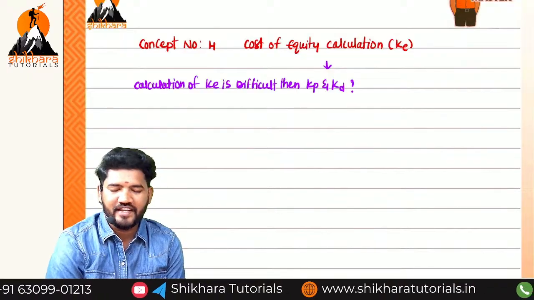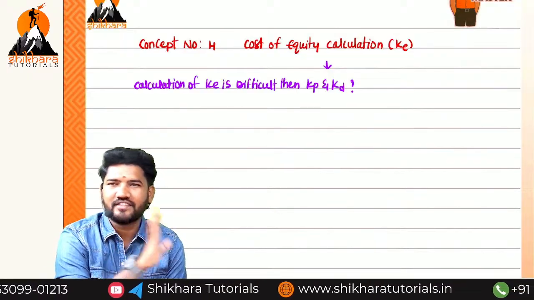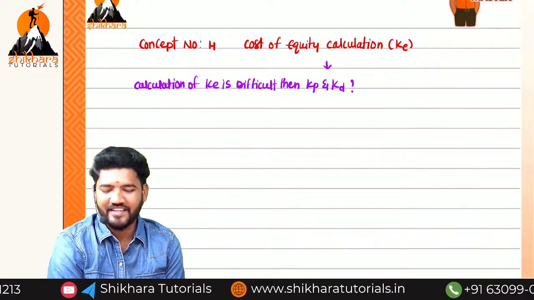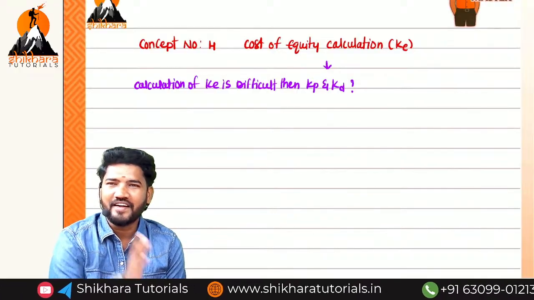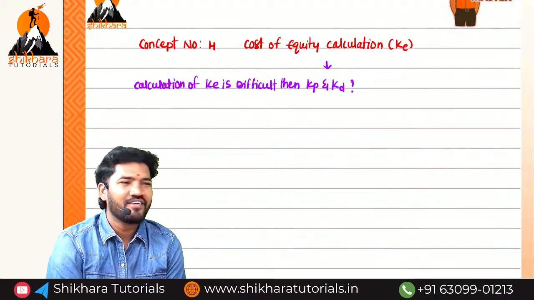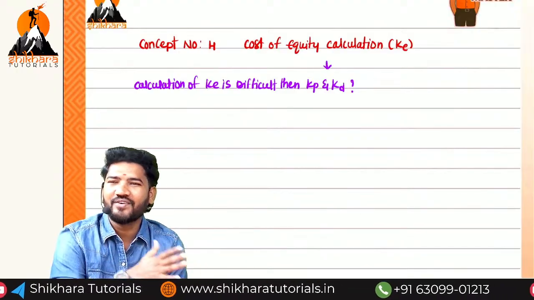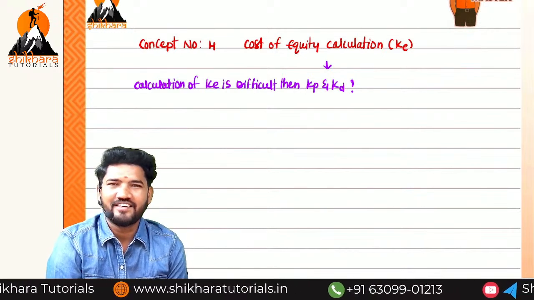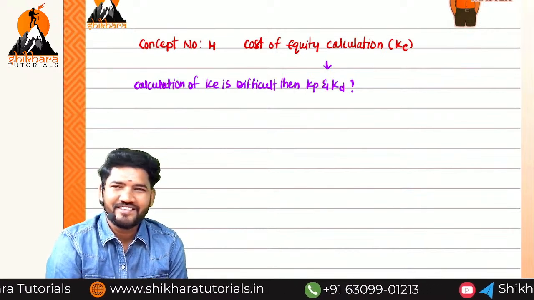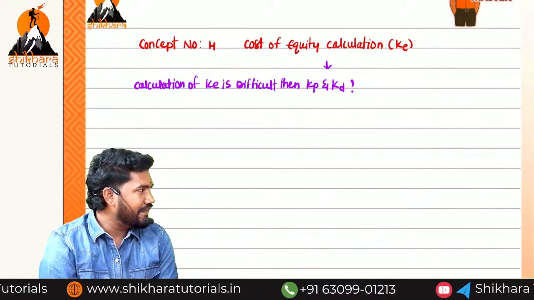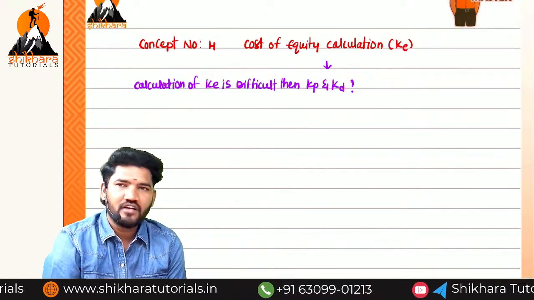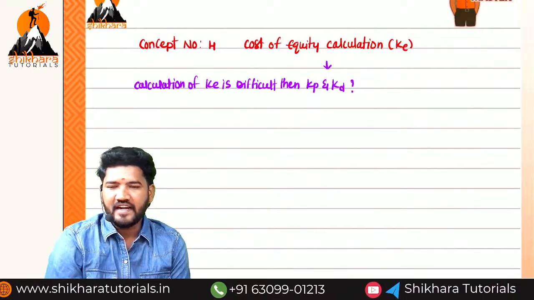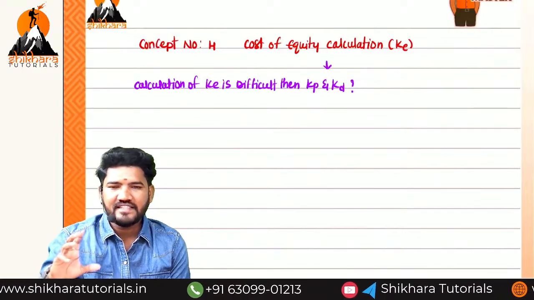Sir, who said that? KP, KD also difficult only, sir? Redeemable, irredeemable, dividend distribution tax, interest benefit, all that is also difficult for us. Yes or no, sir? But here the concept says that, conceptually, comparing to KP and KD, KE is difficult to calculate.